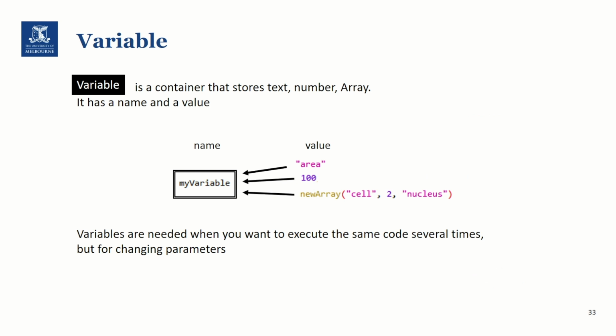Another element is the variable. You can think of a variable as a container that stores elements like text, number, and array. This container has a name and a value, and in this example, I have a variable named my variable, and I can store values such as a string, a number, or a list of them. Variables are very useful when we want to execute the same code several times while some value inside the code needs to be changed. I will show you an example in the next step.